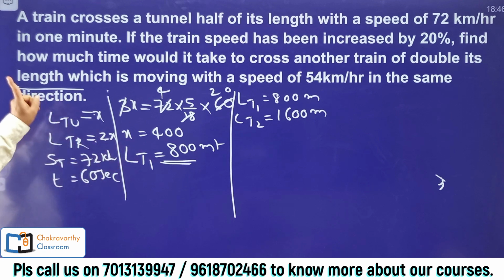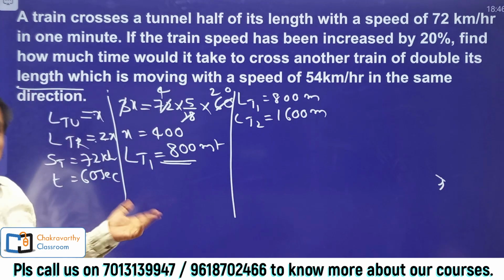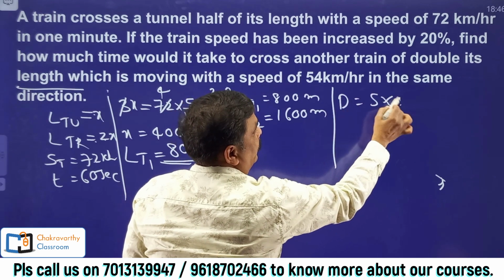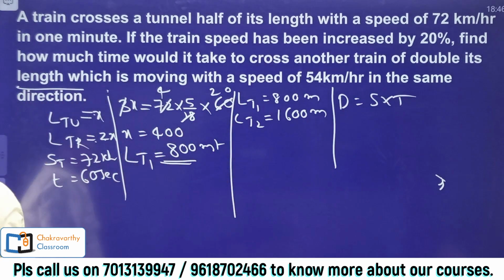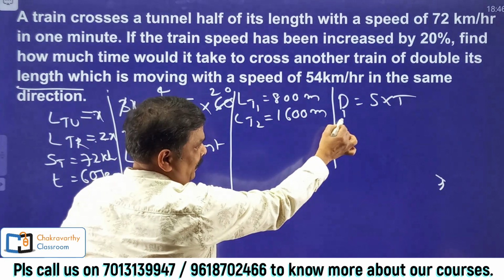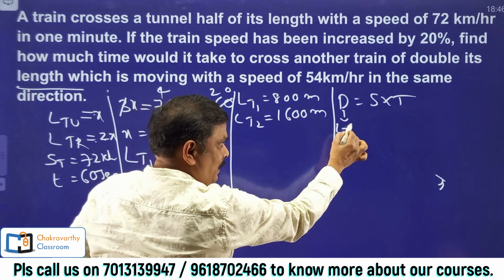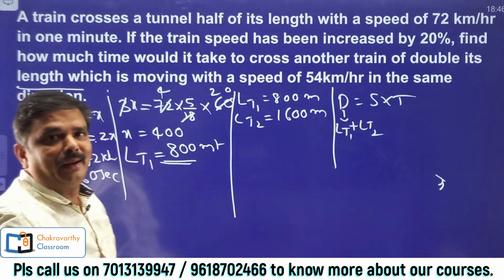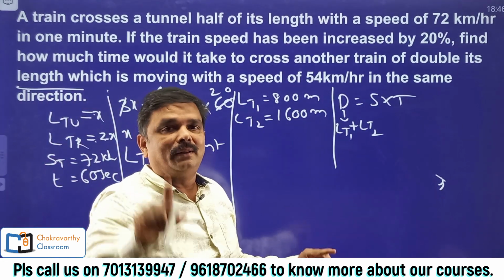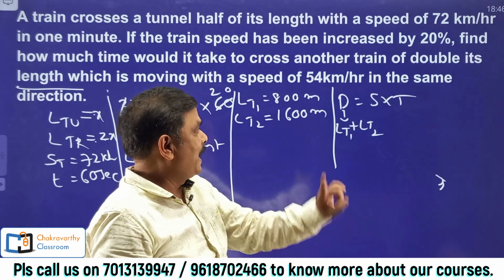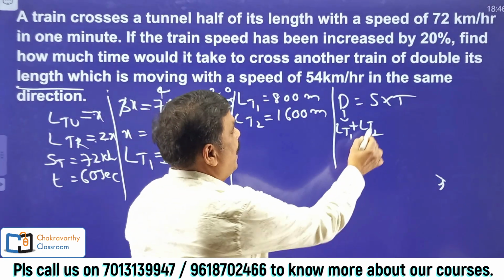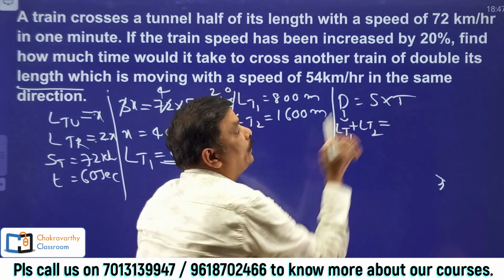Okay, here I need to find out the time. I use the same formula. What is this one? Distance is equal to speed into time. What is the distance, students, here? Here distance is nothing but length of train 1 plus length of train 2. No need to write this one, just for your understanding, and I assume that there may be some beginners also. For that reason I am writing this step. It is for you, not for the examiner. Okay, is equal to speed into time.